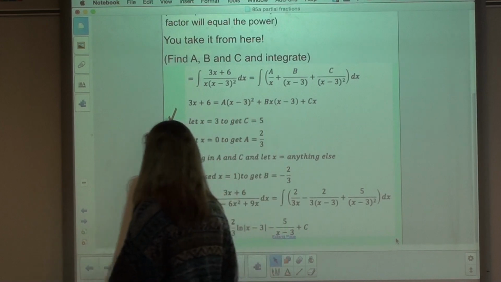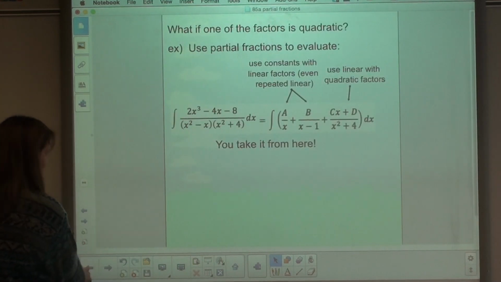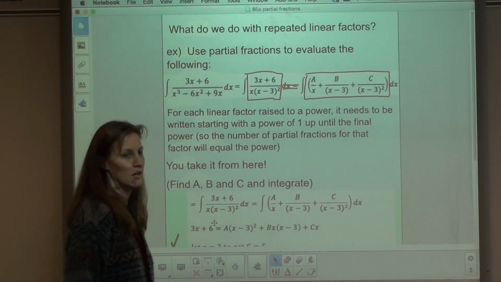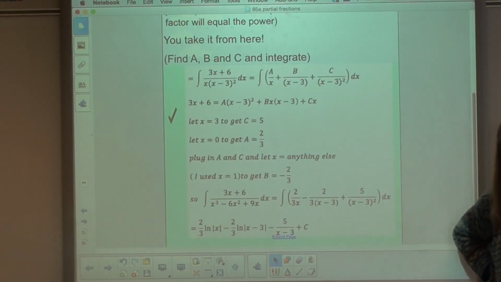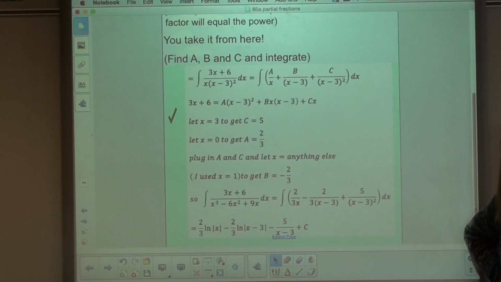Okay, let's try another one. I have a question. Yes. If it says to simplify completely, would you have to... let's say x over x minus 3.